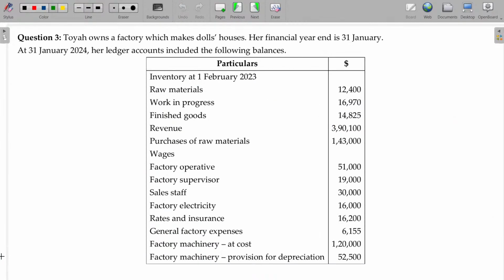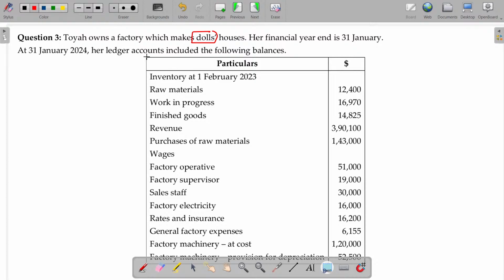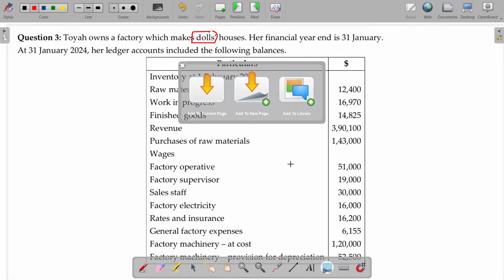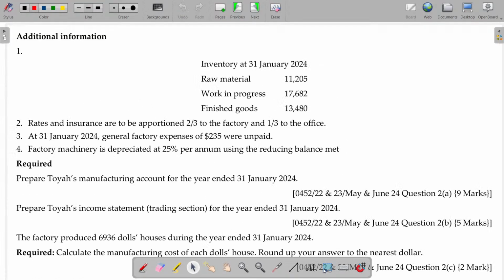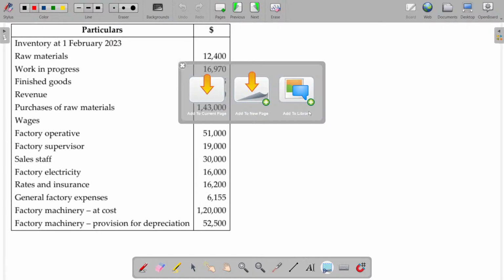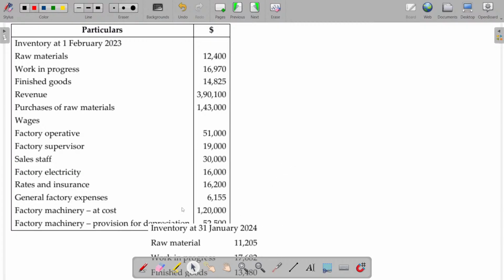Now we'll move on to question number 3. Toya owns a factory which makes doll houses, and her ledgers are given here. Automatically, you have to remember manufacturing account will be prepared, and we have been given inventories also. These are the closing inventory.